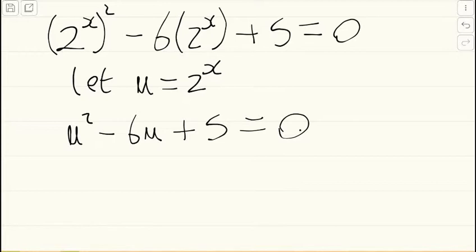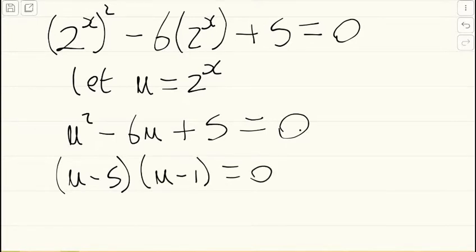Now we can solve this simply by factorization. So two numbers that multiply to give positive 5 and add to give minus 6, that's minus 5 and minus 1. So we simply have u minus 5 and u minus 1, which equals 0, which means that u equals 5 or u equals 1.